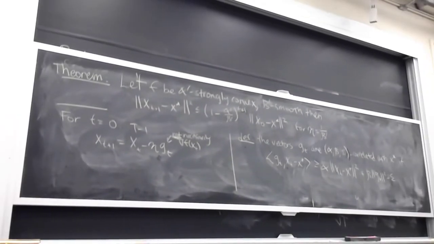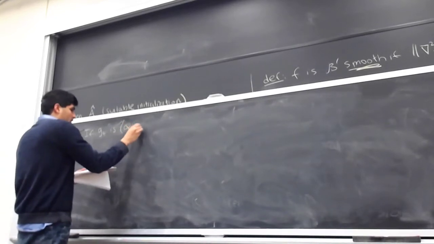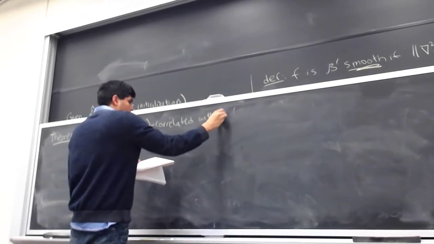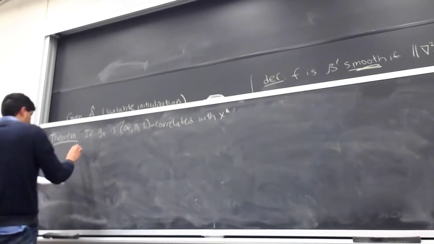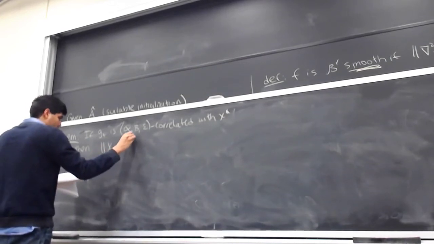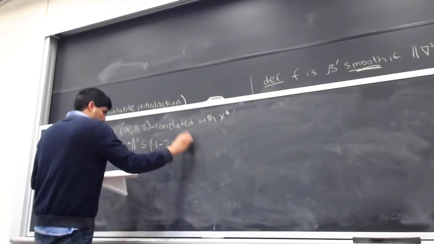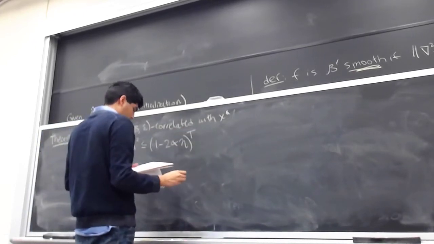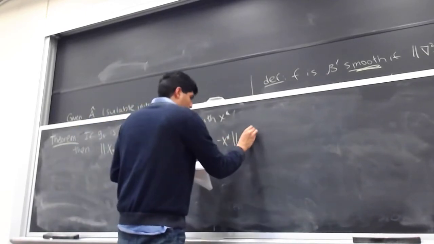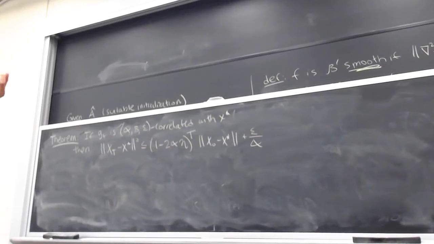So the theorem we're going to have is that if g_t is alpha, beta, epsilon correlated with x star, then x_t minus x star is at most (1 minus 2 alpha eta) to the t, times x_0 minus x star, plus epsilon over alpha. So this correlated notion also has some additive slack epsilon that we allow.